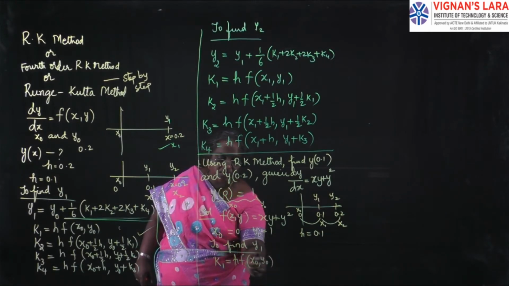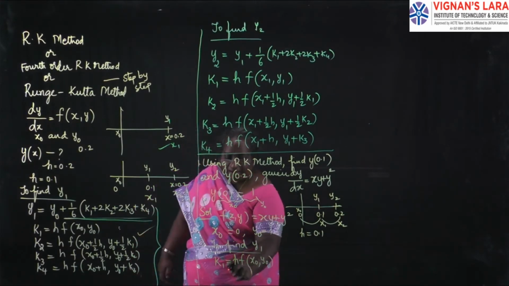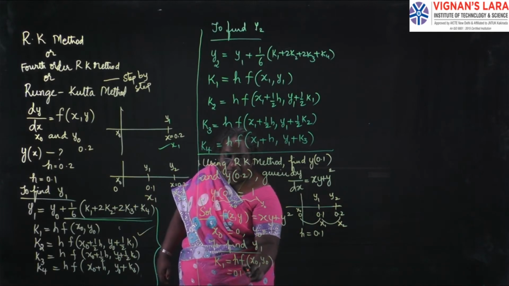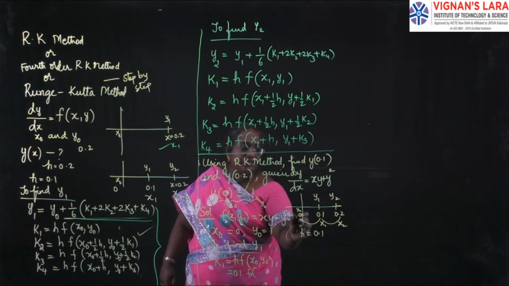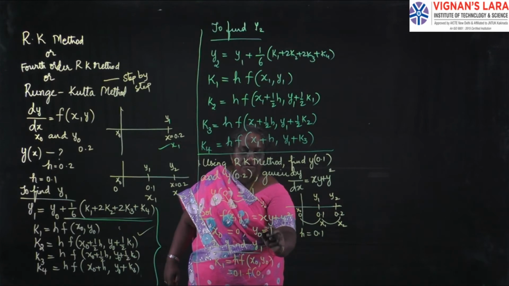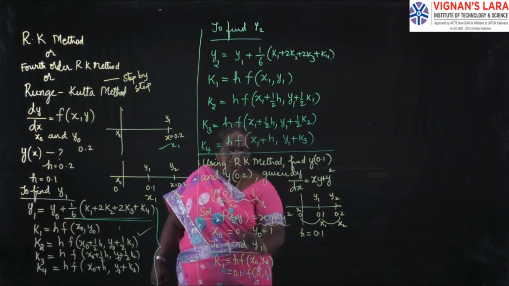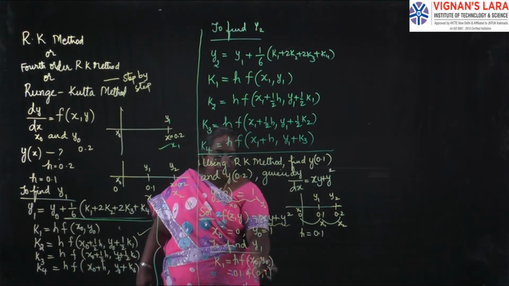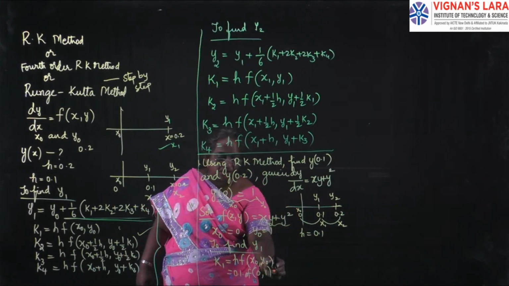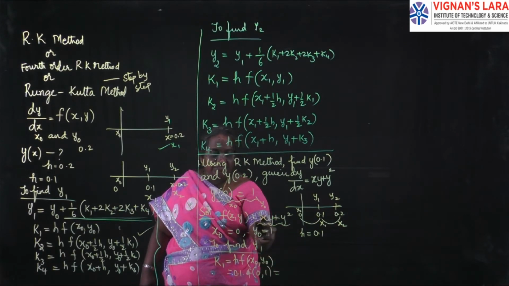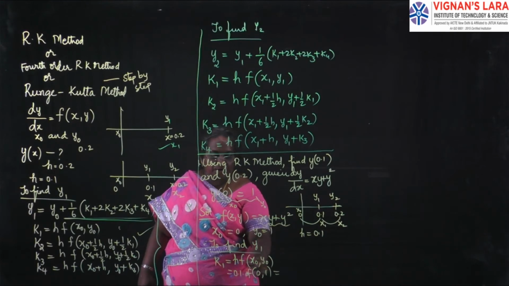So what is our h? It is 0.1. What is our x naught? X naught is 0. What is our y naught? It is 1. So we have to substitute this in the function here. Instead of x, I have to put 0. Instead of y, I have to put 1. So if I substitute, this is x 0, so this term is 0. Y is 1. 1 square into 0.1 is 0.1.